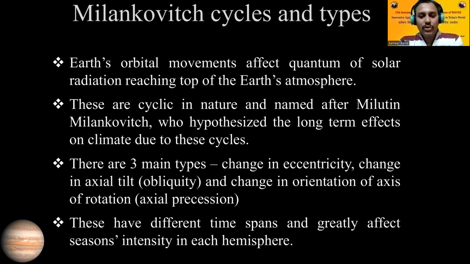There are three main types of the cycles. One is change in eccentricity, second is change in axial tilt or obliquity, and third is change in orientation of axis of rotation, also known as axial precession, out of which change in eccentricity is comparatively a minor one, but obliquity and precession are two major effects that we will be having a look at in this presentation. And these different cycles have different time spans and greatly affect the intensity and the length of the seasons, as we shall see later in this presentation.